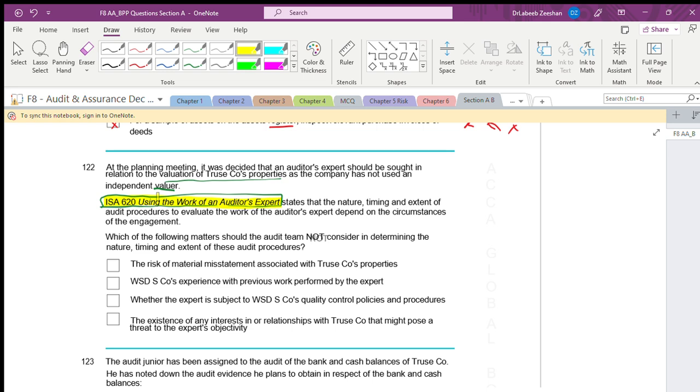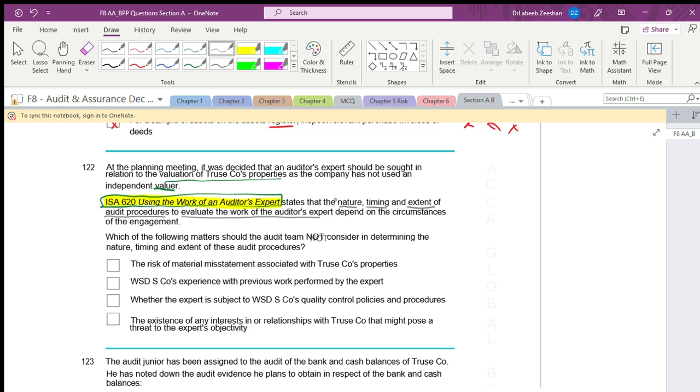ISA 620, the International Standard on Auditing 620, says that when we are using the work of an auditor's expert, it makes it very clear that it is the nature, timing and extent of procedures, how many procedures we need to evaluate the work of the auditor's expert, depending on when you are engaging the expert. Definitely we have to think about the nature, the timing, and how many procedures we need to get convinced.